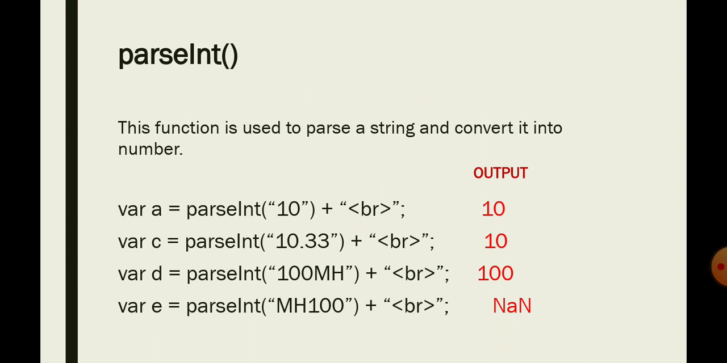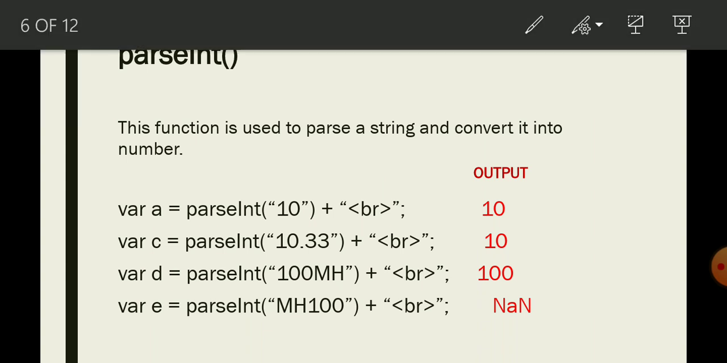When you write parseInt, always remember the I is always in capital. If you write it in small, then it will not work. Now see this example. 10 is written in the double quote, so it is considered as a string and converted into a number without decimal point. Next example, 10.33. The result is only the whole number. It will not consider 33, that is after the decimal point.